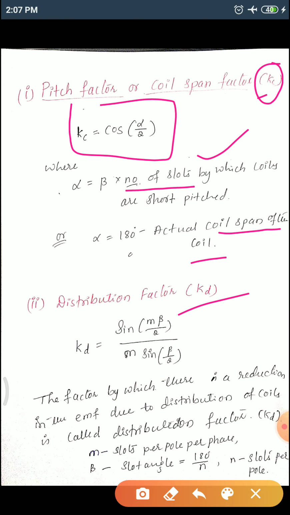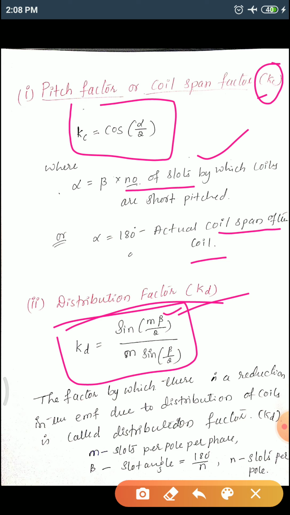Or you can define alpha as 180 degrees minus the actual coil span of the coil. Then the distribution factor is represented by Kd. Kd is the ratio of sine of m beta by 2, whole divided by m into sine beta by 2.